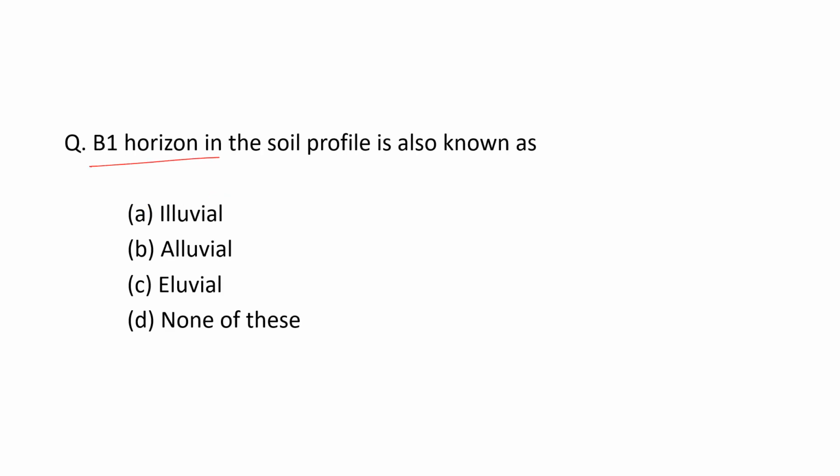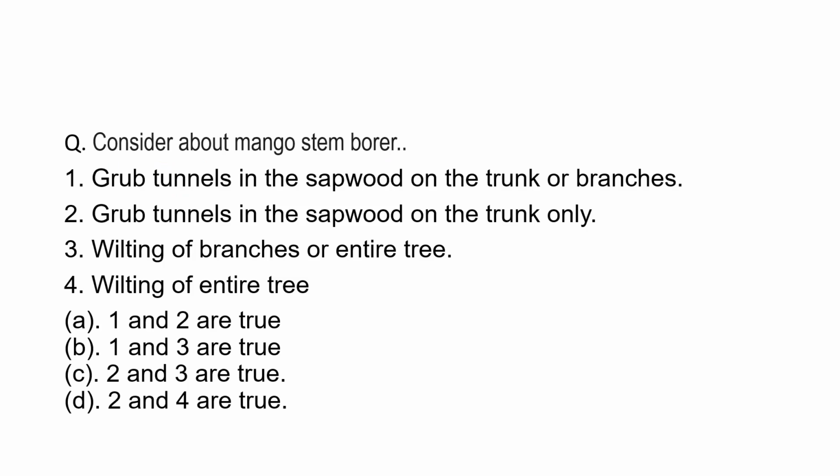Horizon B1 in the soil profile is also known as... The right option is A. Consider the mango stem borer. Option A, grub tunnels in the sapwood on the trunk or branches. Grub tunnels in the sapwood on the trunk only, not on the branches. Wilting of branches or entire tree. Wilting of entire tree. The right option is 1 and C.